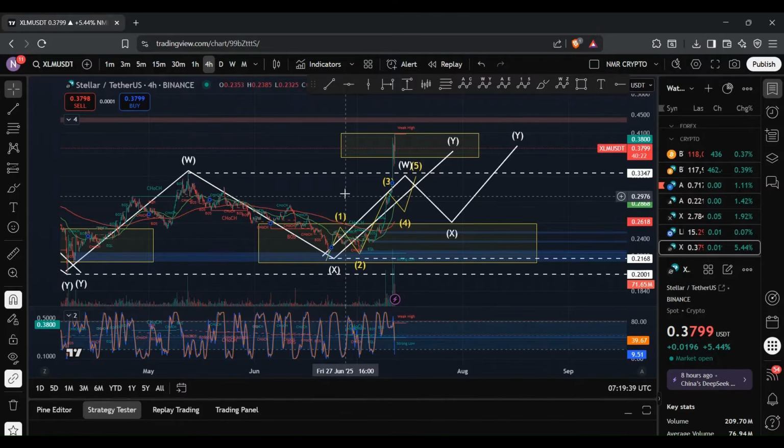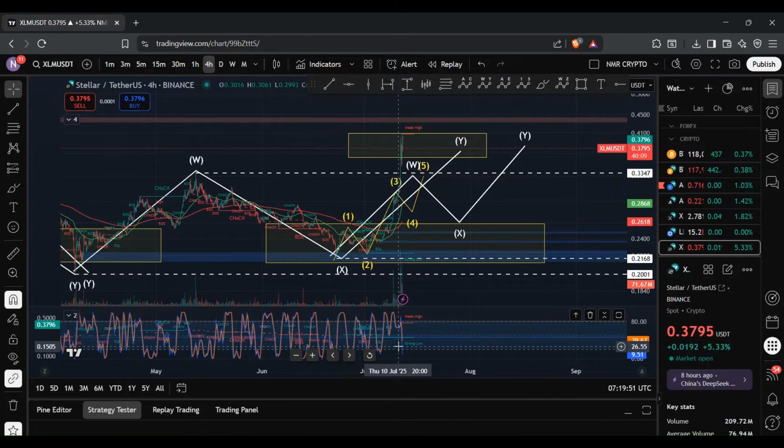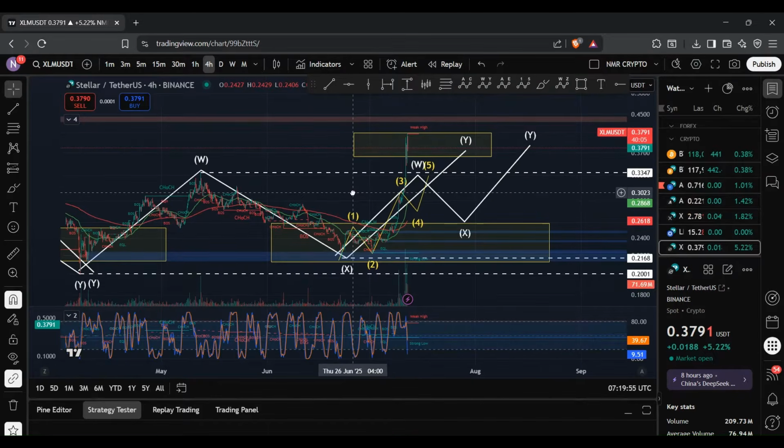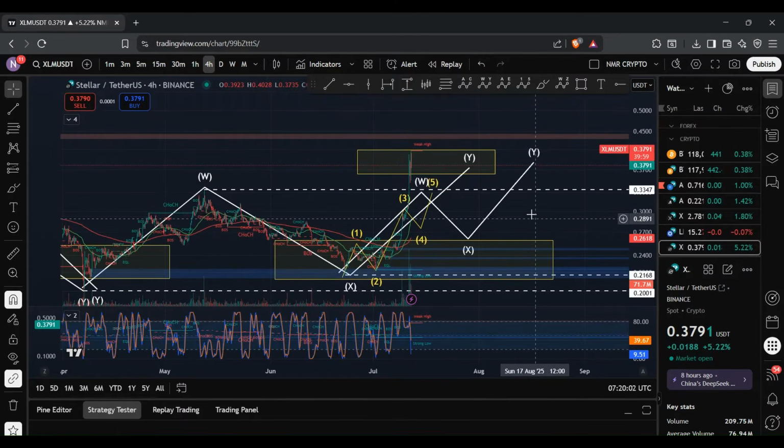bigger wave structure. However, I am looking out for a continuation to the upside, given that we are in a bullish environment. And here you can see that on the 4-hour chart, we are within the oversold conditions. And so I am looking out for the bulls to regain control of the market and continue to push the price of Stellar up towards higher highs. And should that be the case, then it's possible that we continue to extend beyond this maximum target at 40.95 cents and go even higher.